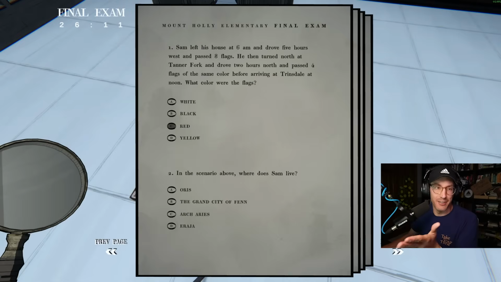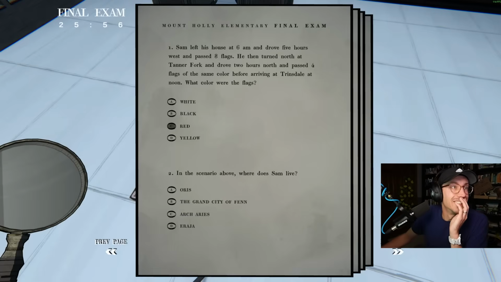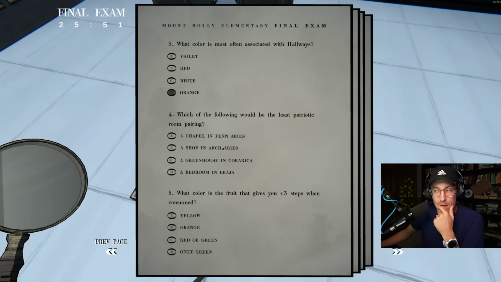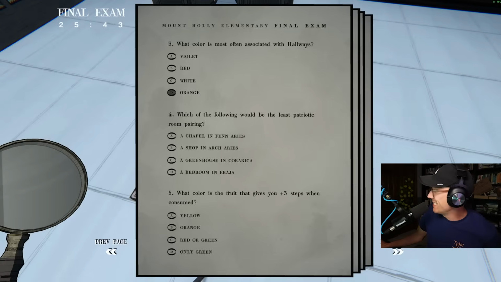The map says Orinda Aries, so I'm a little bit nervous that it's actually Black and Oris. But my thought is, in the schoolhouse, they always are like, welcome to Finn Aries. Everything is red in Finn Aries. But moving on here. Arch Aries and yellow is not... We should check the world map. Arch is yellow. Raja's purple. Carrerica is orange, so Carrerica would be incorrect here.